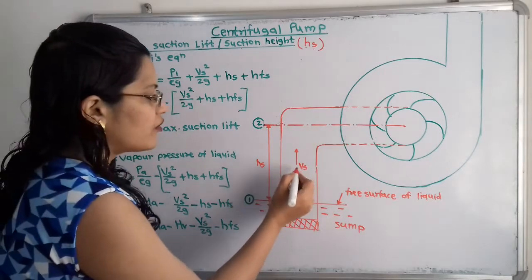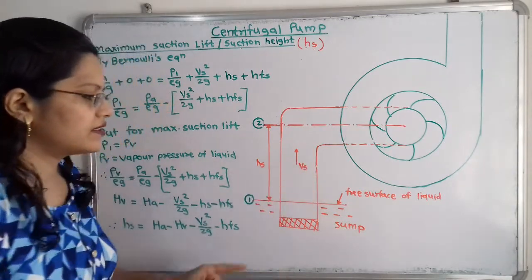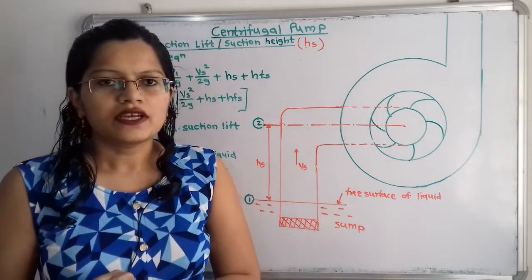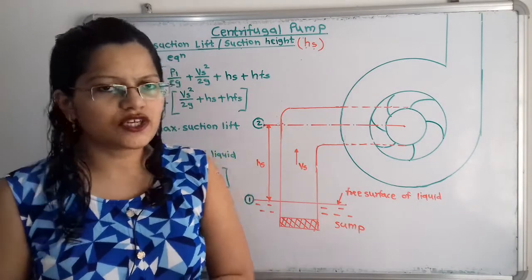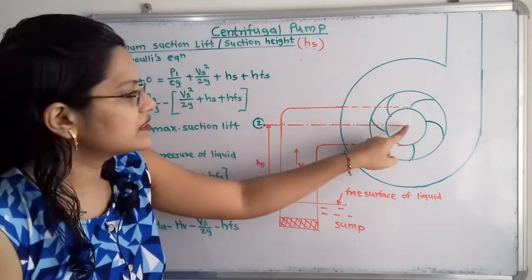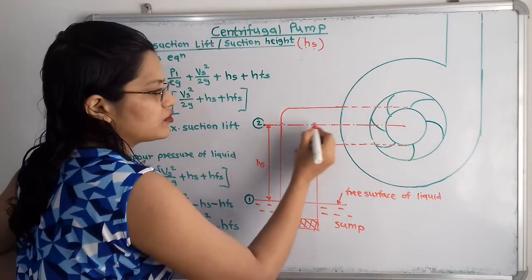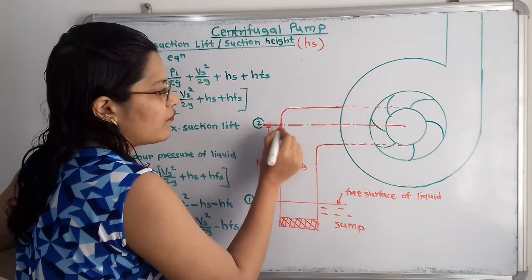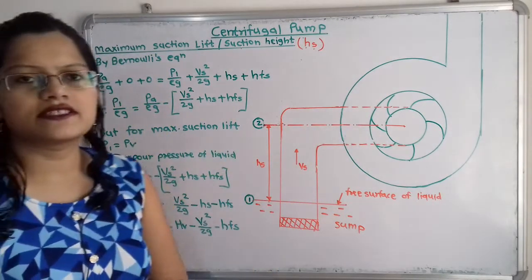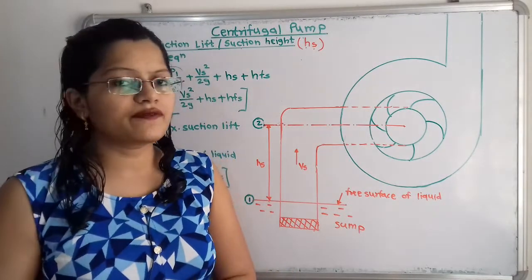Then the velocity of water that is moving towards the pump is known as Vs. So this is the velocity and here is the free surface of liquid. Now we will consider section 1 at the free surface of liquid and section 2 at the center of this pump. So here is the center line, that is the line passing through the center. I have drawn it in the form of dash and dot. So here is section 1 and here is section 2. Now we will apply Bernoulli's equation at section 1 and section 2.